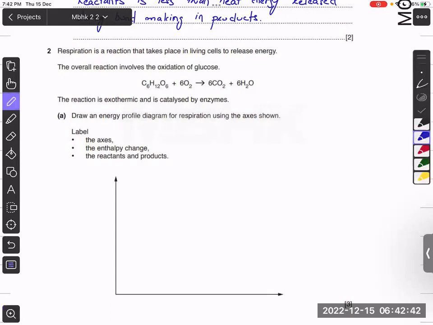In question 2 it says respiration is a reaction that takes place in living cells to release energy. And if in any reaction energy is being released, it means it must be an exothermic reaction. The equation is also given further, with the reactants and the product shown. The reaction is exothermic and is catalyzed by enzymes. Draw an energy profile diagram for respiration using the axis shown. Label the axis, enthalpy change, and the reactants and the products.